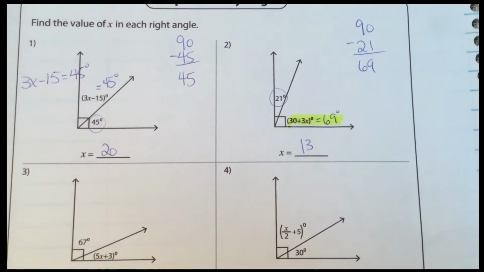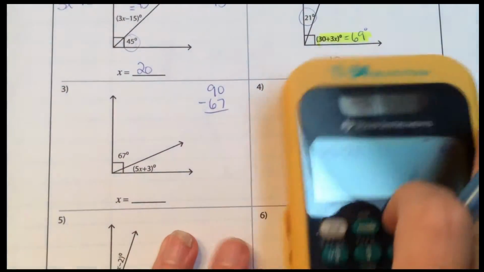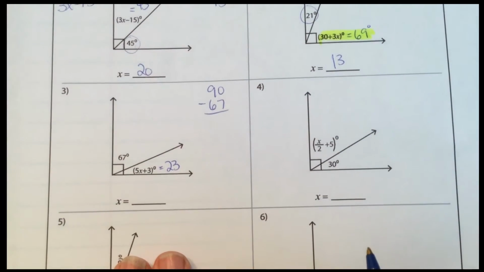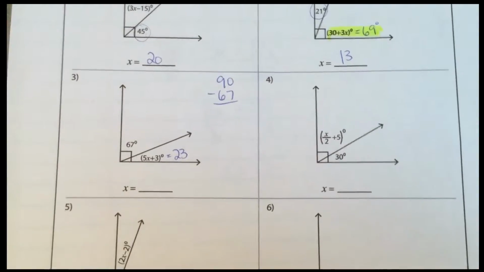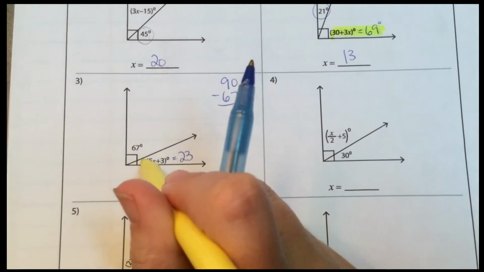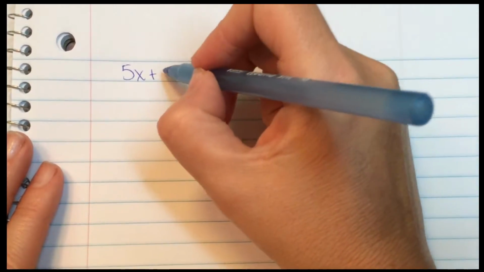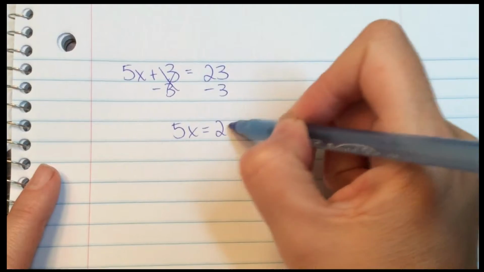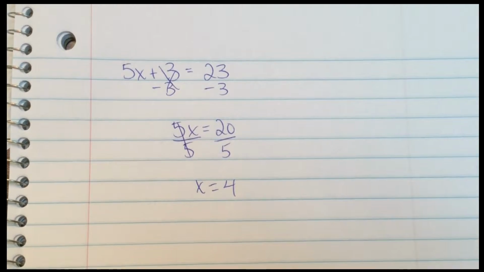Let's go ahead and do 3 and 4, and then I'll let you do the rest and the practice problems. So we're going to start with 90 minus 67 equals 23. So this equals 23 degrees. So my equation is going to be 5x plus 3 equals 23 degrees. And of course, I'm just going to solve it like normal. Subtract 3, divide by 5, and x equals 4.